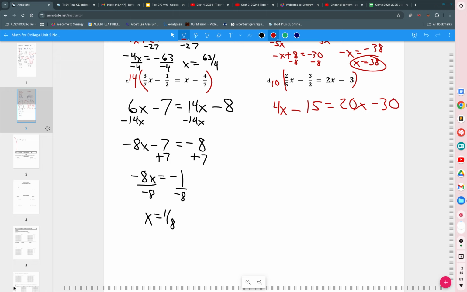That's the first step. Solving it from there, I'm guessing that people feel pretty good about solving this. I get negative 16x minus 15 is equal to negative 30. I add the 15 to both sides. Negative 16x is equal to negative 15. Divide by negative 16. X is 15 sixteenths.